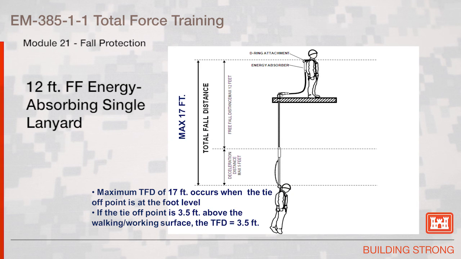Using a 12-foot free fall energy absorbing single lanyard, the maximum total fall distance of 17 feet occurs when the tie-off point is at the foot level. If the tie-off point is 3.5 feet above the working surface, the total fall distance is 13.5 feet. The maximum total fall distance of 10 feet occurs when the tie-off point or anchorage is at the D-ring level. If the tie-off point is 2 feet above the D-ring level, the total fall distance is 8 feet.